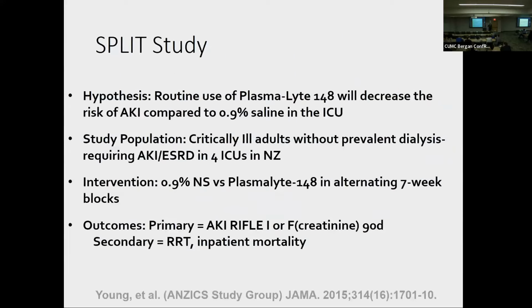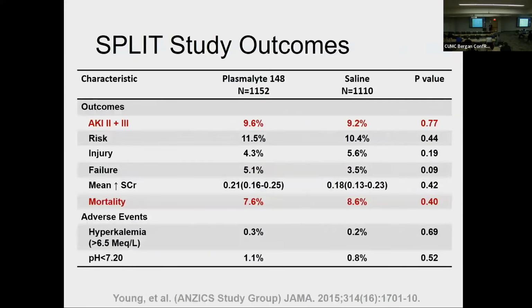So what about actual randomized trials that do this? The first one is called the SPLIT study done by Paul Young in Australia, and it looked at balanced, which was Plasma-Lyte, versus saline in patients coming to the ICU. You couldn't have AKI or end-stage renal disease to be eligible. And they did it in alternating seven-week blocks, clusters. Their primary endpoint was essentially renal failure. And you can see there's really no difference here in renal failure between the groups.